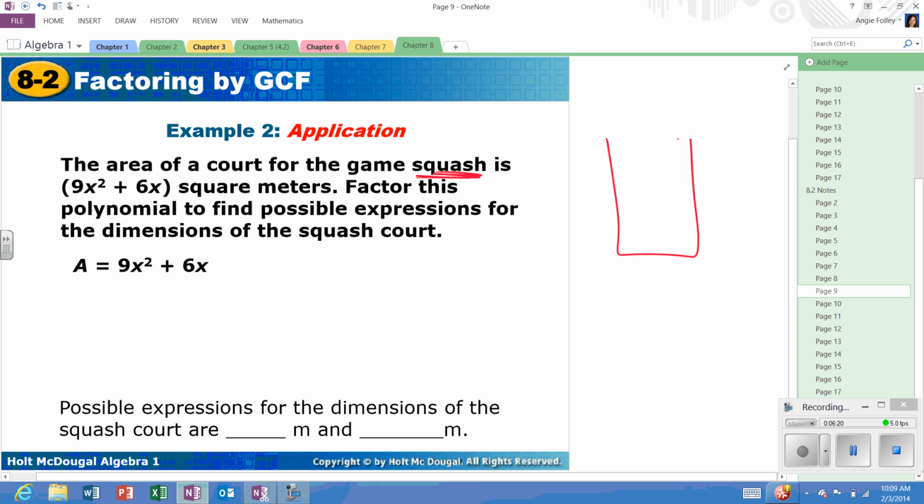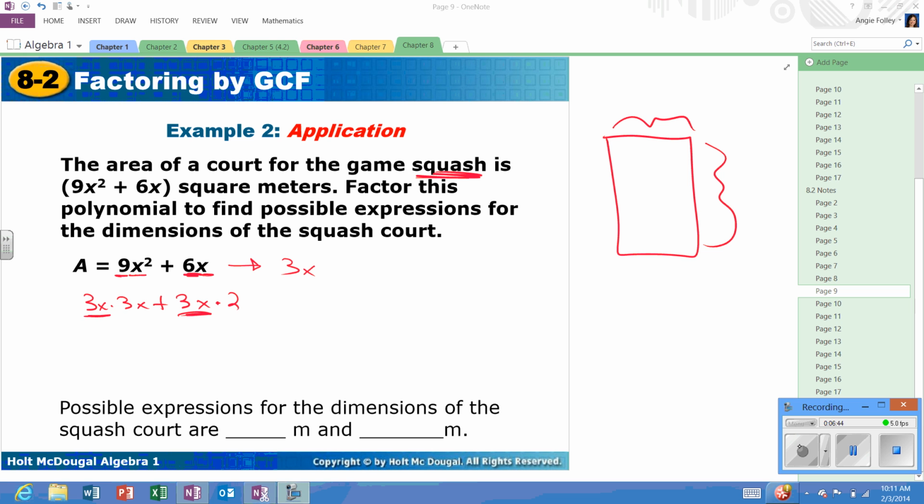So we know that with a basketball court, I have a dimension here and a dimension here, and to get the area, it's the two of them multiplied together. So we're going to separate out the greatest common factor. So what I have in common is a 3, and then I have an x in common. So I can rewrite this as 3x times 3x plus 3x times 2. So my greatest common factor is 3x.